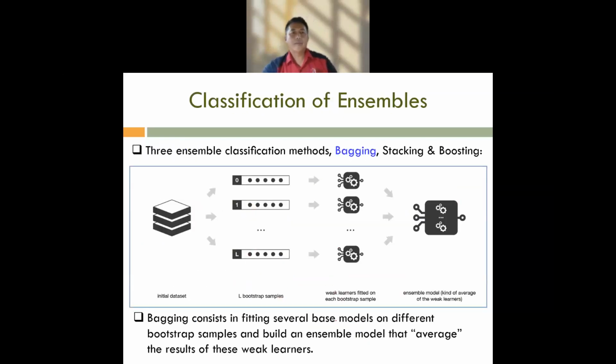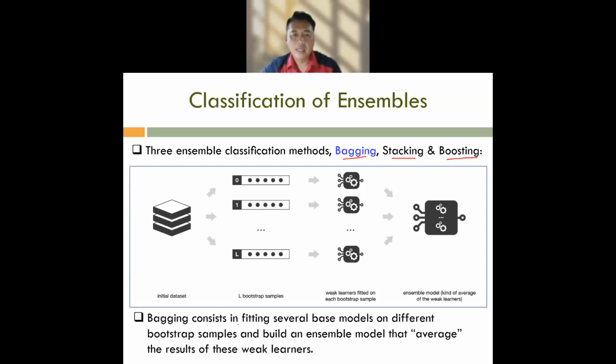Okay. So like I mentioned just now, there are three type of ensemble classification method. Okay, so namely the bagging, stacking, and boosting. So the name of your ensemble depends on how you arrange them, how you arrange the classifier, and how do you divide the data set and feed into the classifier. Okay, so looking at the first one, bagging.